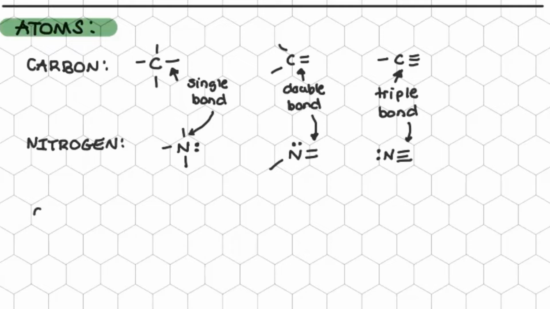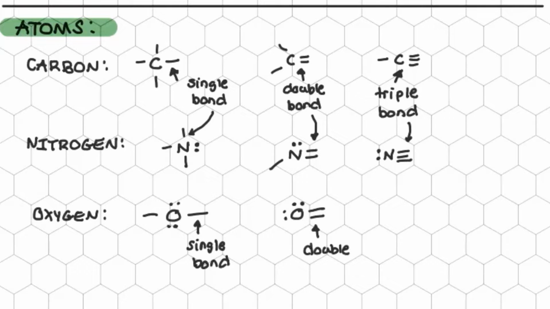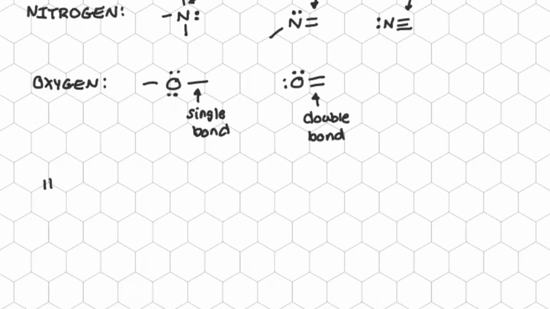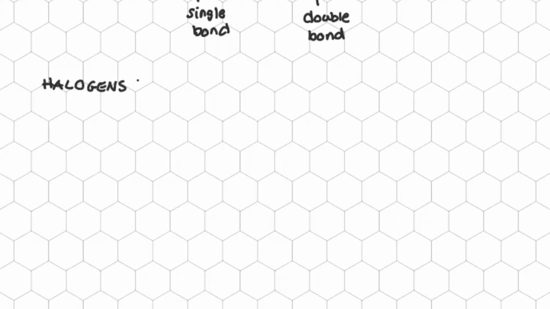Now we go to oxygen. The oxygen has 2 versions. The first one is 2 single bonds, as you can guess. In each bond, it shares 1 electron. The second version, it just has 1 double bond. Now, for halogens, they all have only 1 version, and it is when 1 electron that is available is making a bond with another atom.